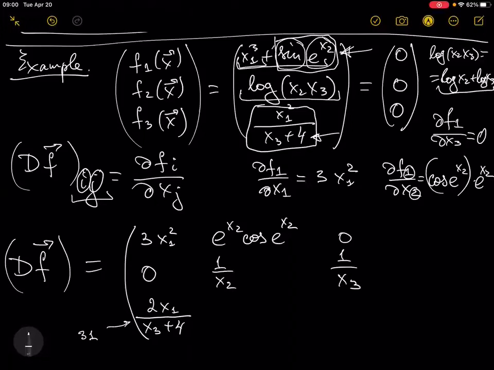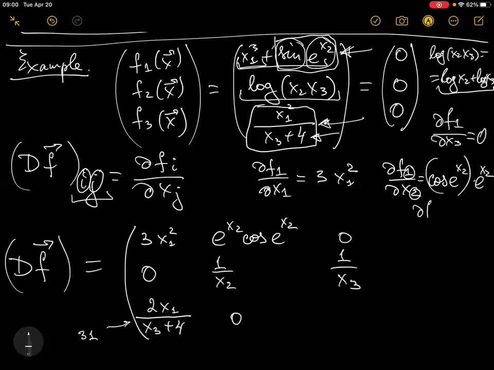Okay, what about df3 by dx2? Do we have any dependence on x2 here? It should be 0. Right, because there is no dependence, it's just 0. Now, what about derivative with respect to x3? df3 by dx3, partial derivative.